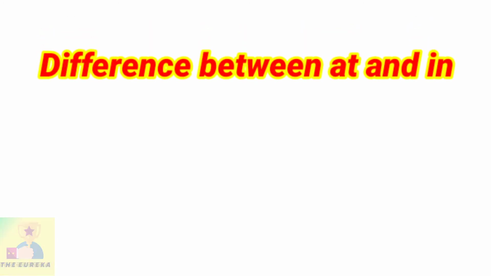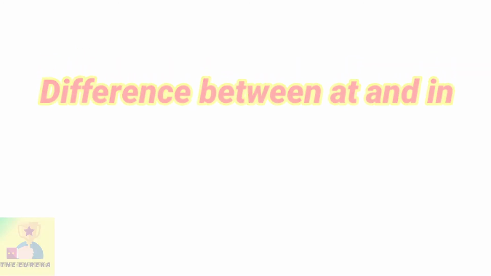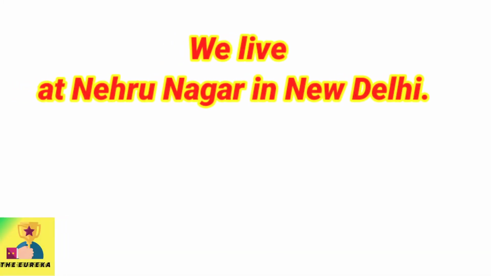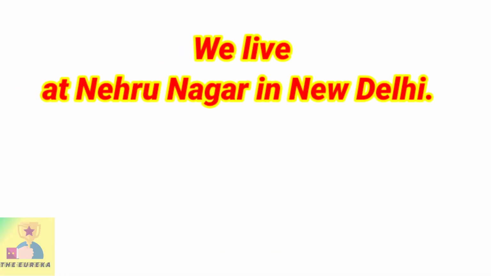Let's compare at and in, showing the place. At is used before street or before the names of small towns. For example, we live at Nehru Nagar in New Delhi. In is used before big places, big cities. At is used before small towns and streets.